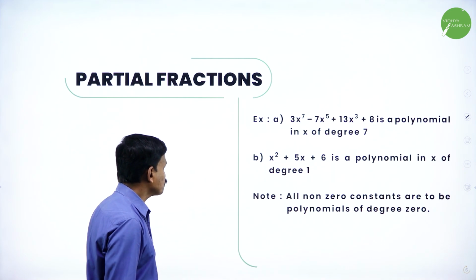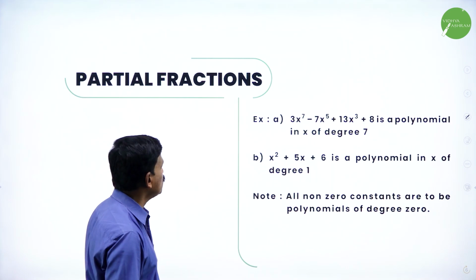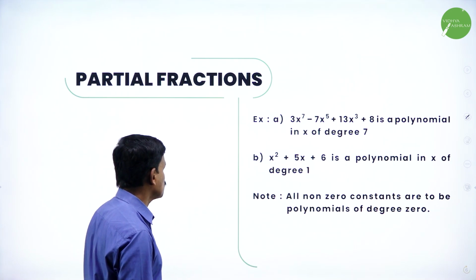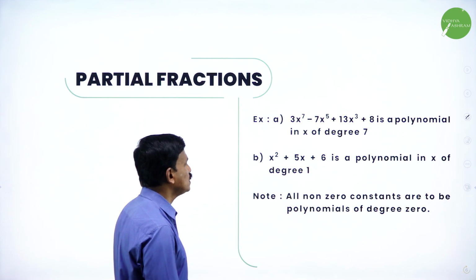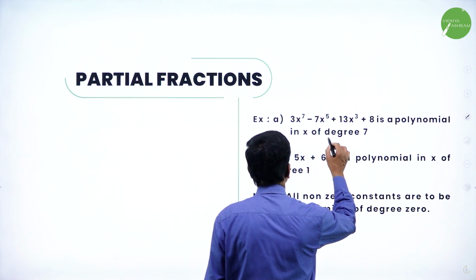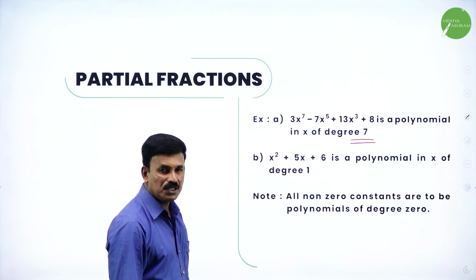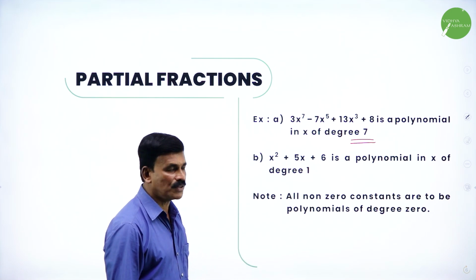Right. Now, let us consider, for example, 3x⁷ - 7x⁵ + 13x³ + 8. It is a polynomial equation of what degree? What is the highest power of x? The power is 7. So this is a polynomial equation of degree 7.